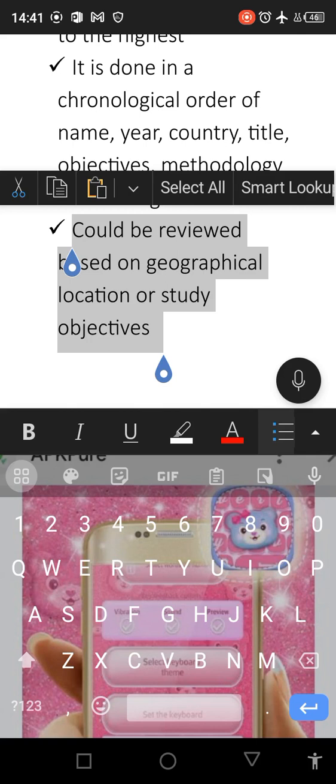Then you move to your objective 2, you write out the heading, and then you review the literatures that has been done under the same heading 2. Then you move to the third objective, you do the same thing till you are done.